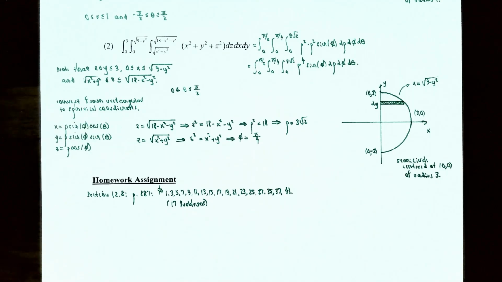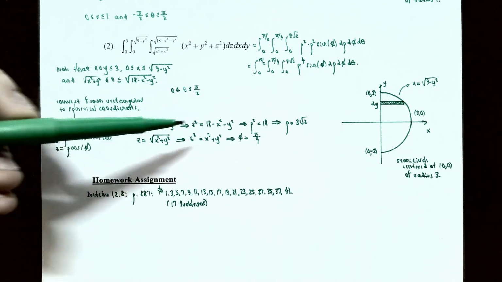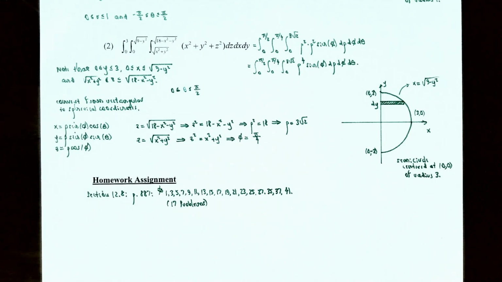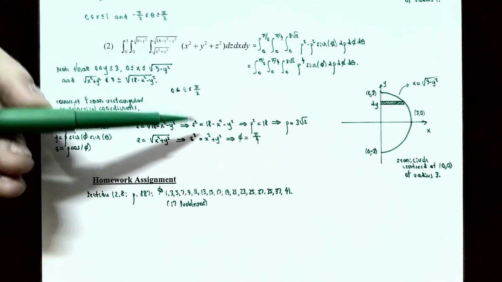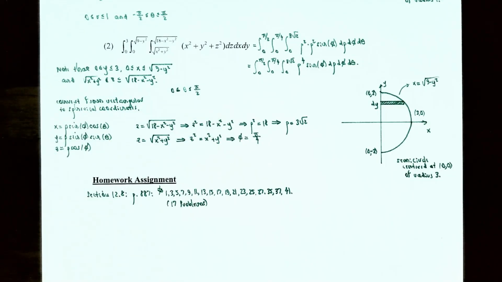That means the equation z equals square root 18 minus x squared minus y squared, after you square both sides of the equation, you'll have z squared is equal to 18 minus x squared minus y squared. If you add x squared and y squared to both sides of the equation, you'll have x squared plus y squared plus z squared on the left side of the equation. So that becomes rho squared in spherical coordinates. And the right side of the equation will just be 18. If you solve this equation for rho, that gives you rho is equal to square root of 18, which is 3 times square root of 2.